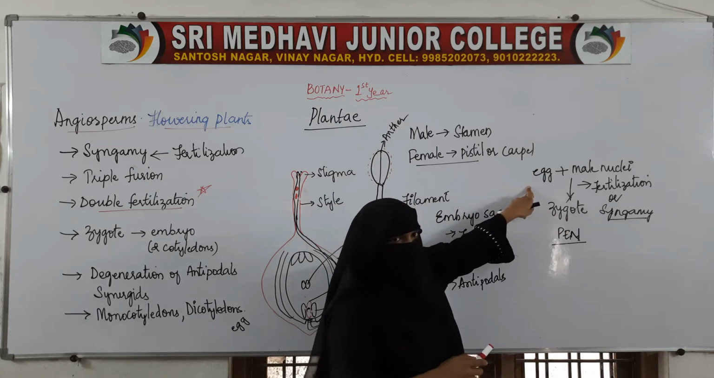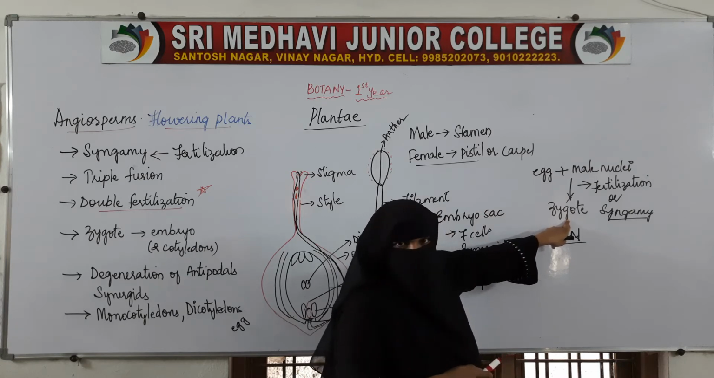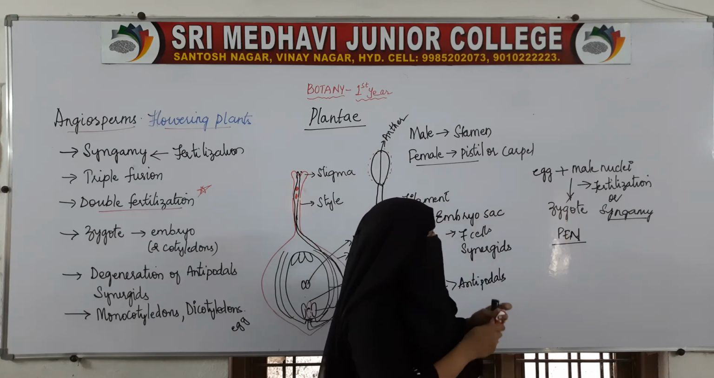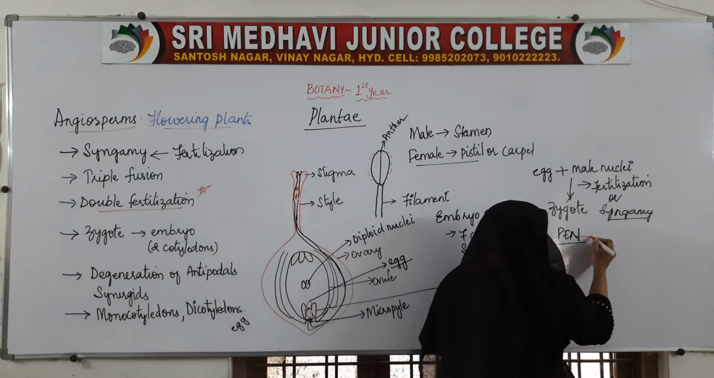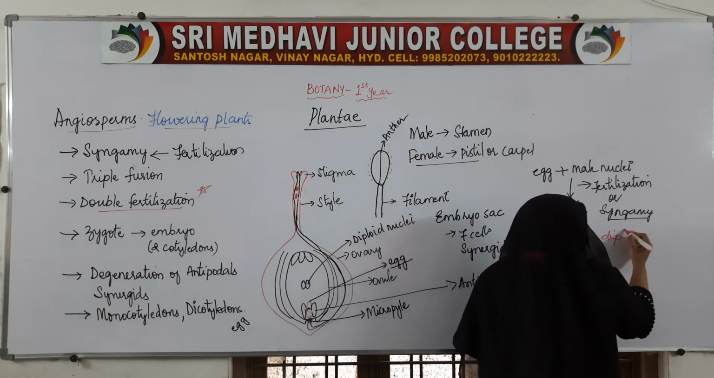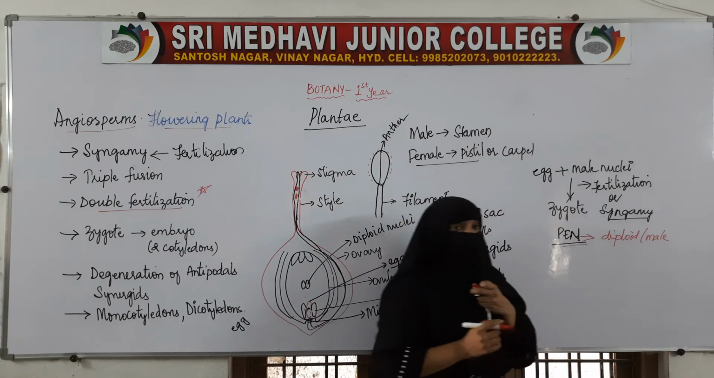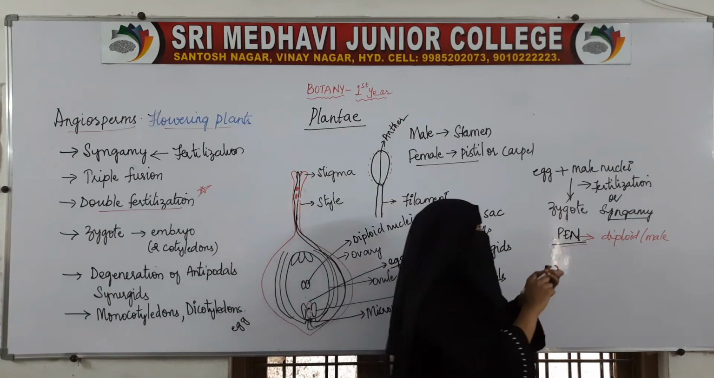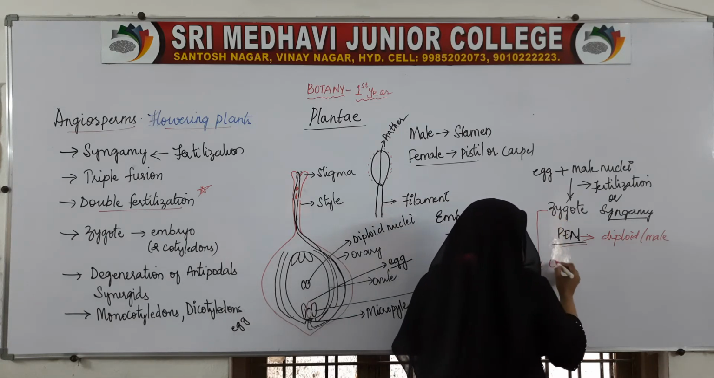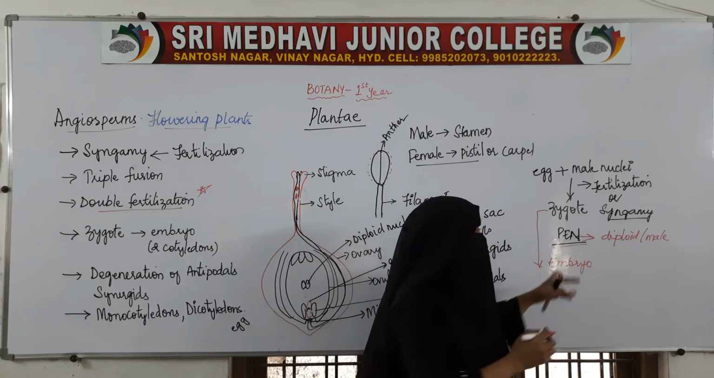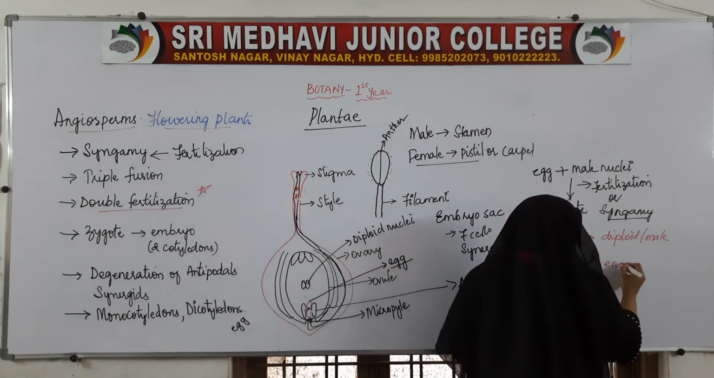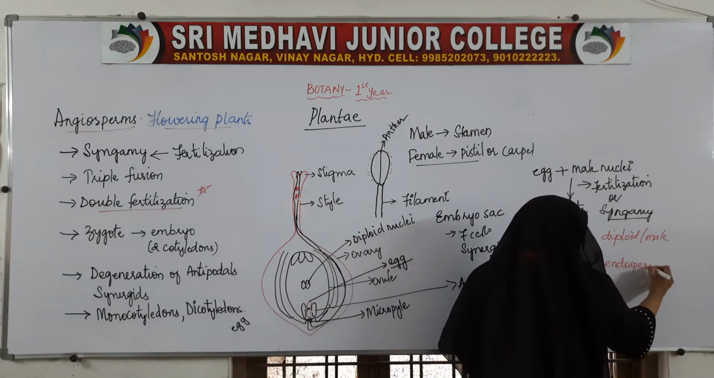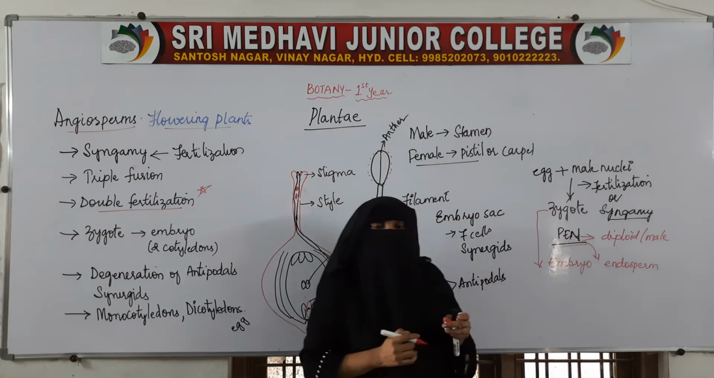So after this fertilization, the egg and male gamete change into the zygote, and after the second fertilization, the diploid cell and male nucleus change into the primary endosperm nucleus, PEN. Then the zygote will further develop into the embryo, and the primary endosperm nucleus will develop into the endosperm.